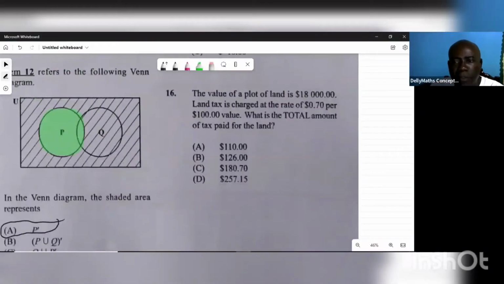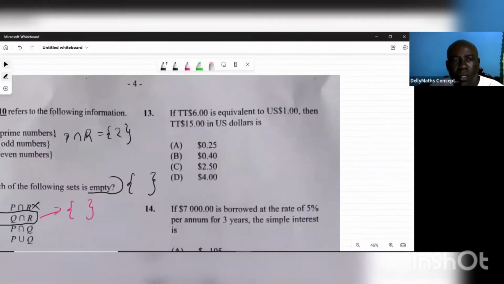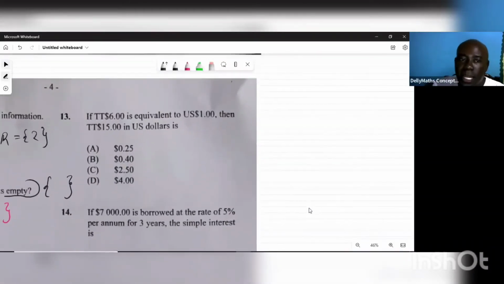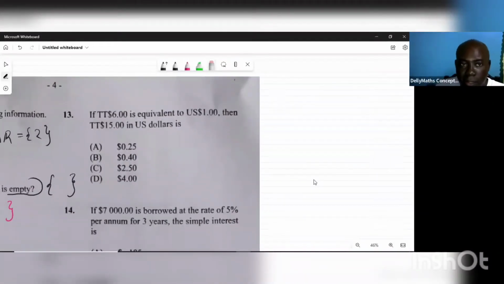Oh, I have to go up top for this one. All right, even this question has been coming from about the 90s. It says, if TT, Trinidad and Tobago, $6 is equivalent to US $1, then Trinidad and Tobago $15 is what? So all you're going to do is regular division. It's 15 divided by 6. We want to know how many times 6 could go into 15. 6 twos are 12, so that's 2, and 3 left over, so it's 2.5.